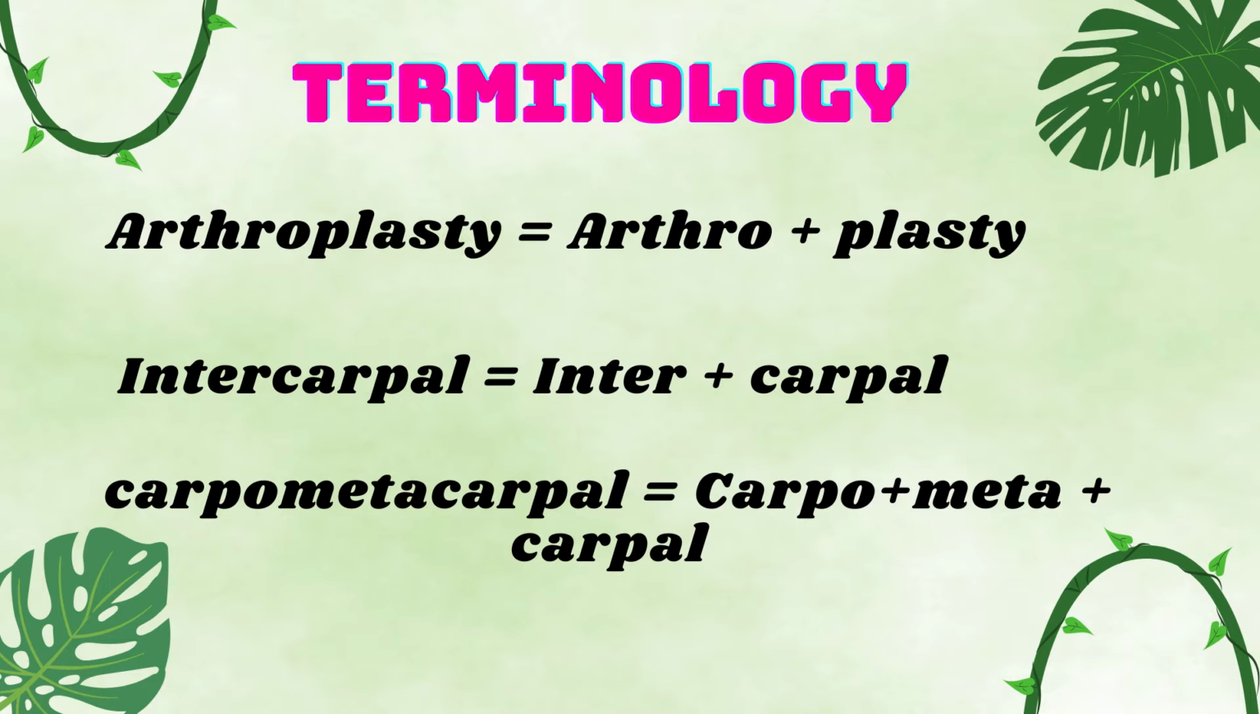Carpo-metacarpal equals carpo plus meta plus carpal. I hope all of you know that we have the carpal bones in our wrist. In fact, the wrist is technically called the carpus. We have 8 bones in each of our wrists: scaphoid, lunate, triquetral, pisiform, trapezium, trapezoid, capitate, hamate, all these being arranged in a proximal and a distal row.